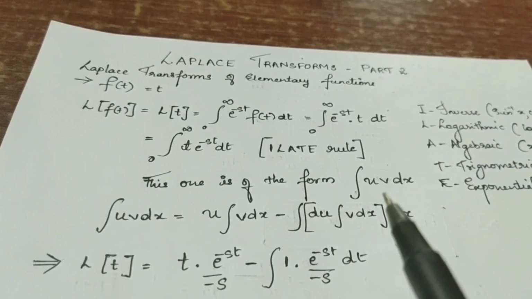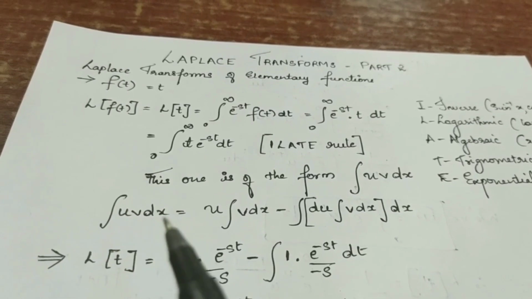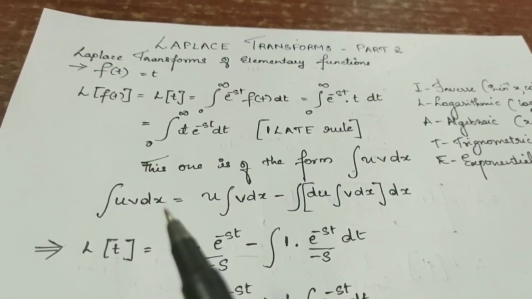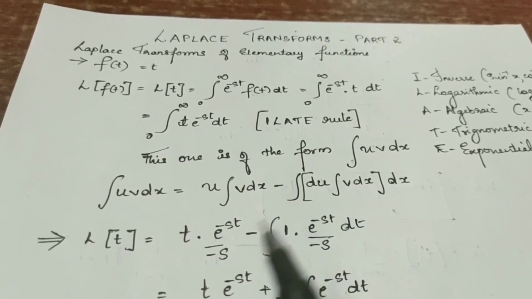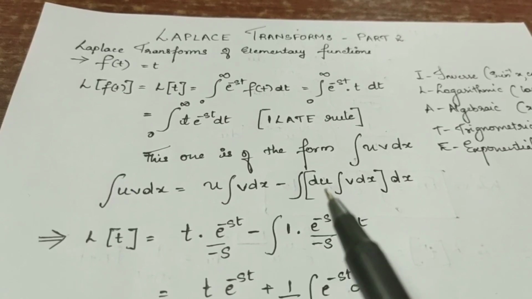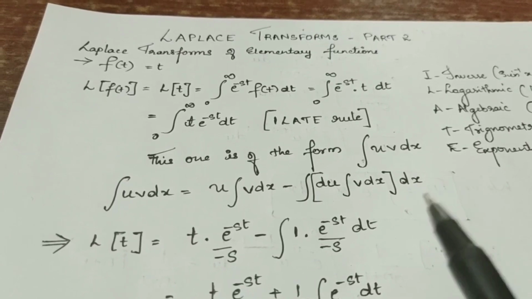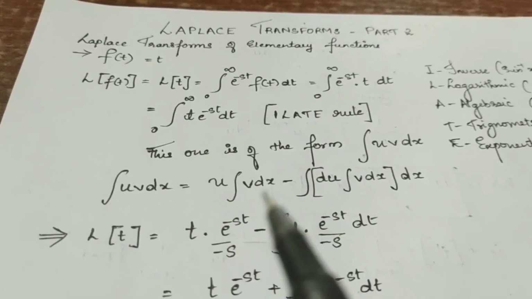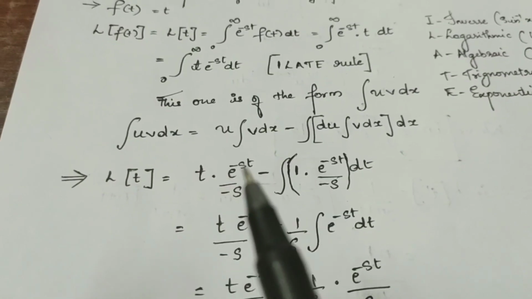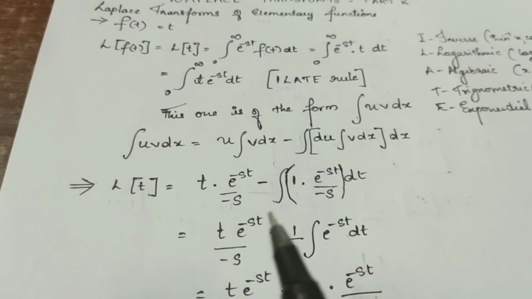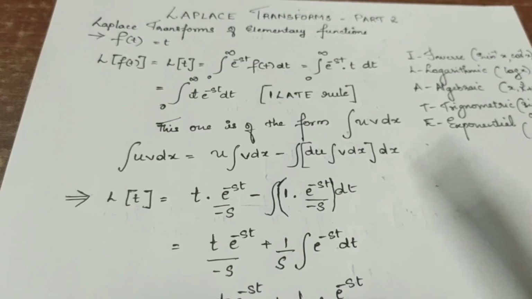Now this is of the form integral uv dx, right? So we have a general expression for integral uv dx. That is integral uv dx equal to u into integral v dx minus integral of du, that is the differential of the first function, into the integral of the second function, the whole dx. So let's do the integration. Laplace of t equal to first function into integral of the second function minus integral of the differential of the first function into the integral of the second function into dt.